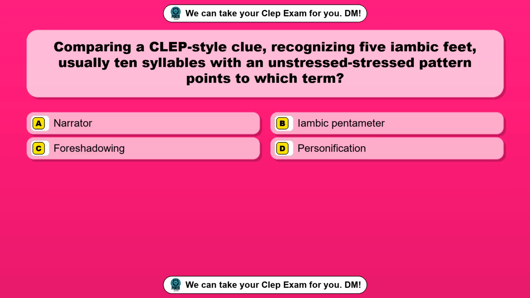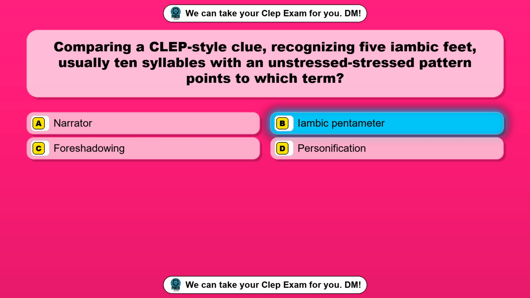Question 80. Comparing a CLEP-style clue, recognizing 5 iambic feet, usually 10 syllables with an unstressed-stressed pattern, points to which term? Option A, Narrator. Option B, Iambic pentameter. Option C, Foreshadowing. Option D, Personification. The correct answer is option B.